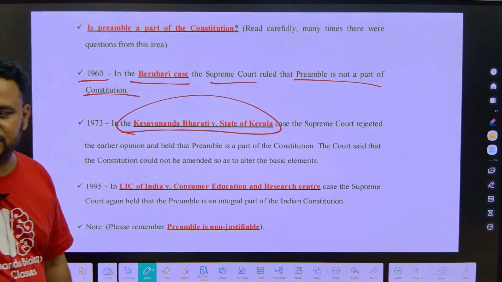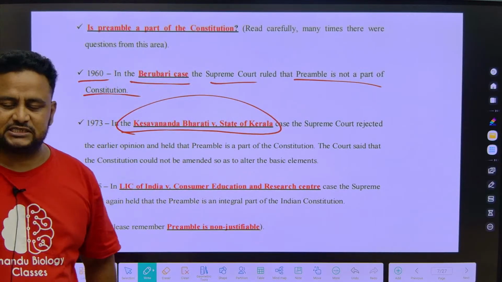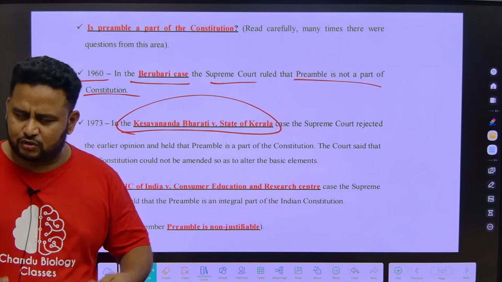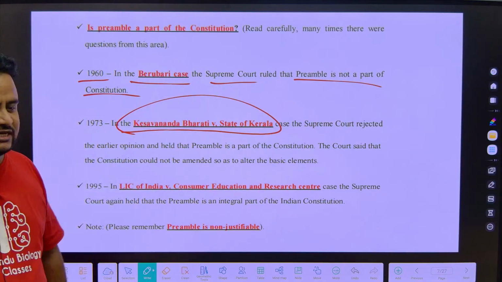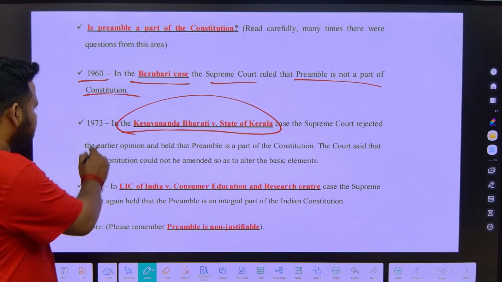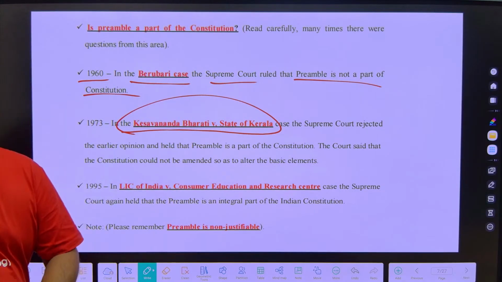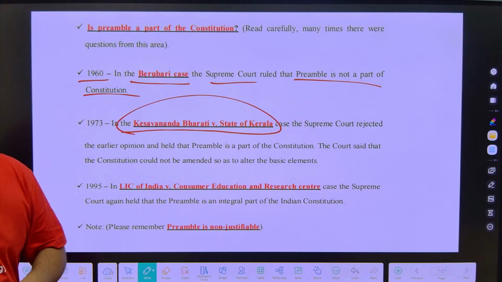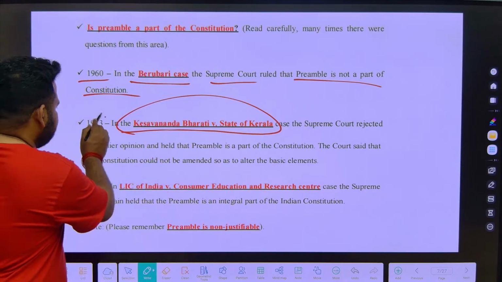This case I will keep on coming multiple times, even in fundamental rights, even in DPSP, fundamental duties, even when I talk about president, so many times I will talk about Keshavananda Bharati versus State of Kerala. Okay, Keshavananda Bharati, he was one priest, you can say. Okay, he was a priest of some mutt, an ashram in Kerala. Okay, Keshavananda Bharati versus State of Kerala in 1973.